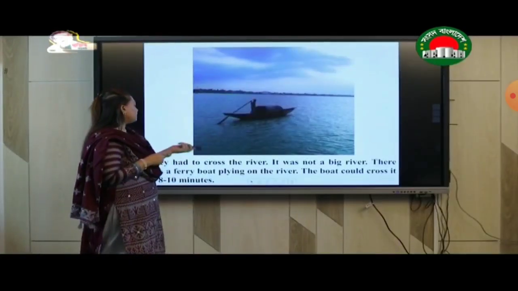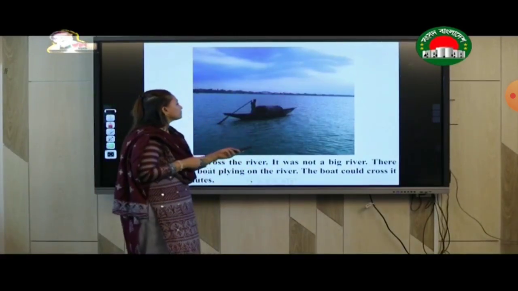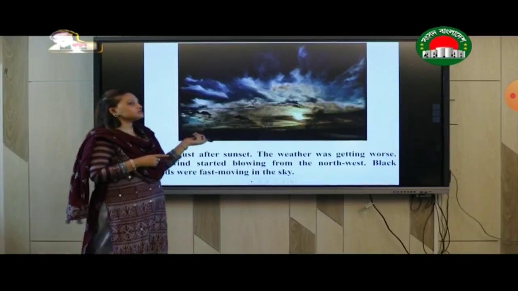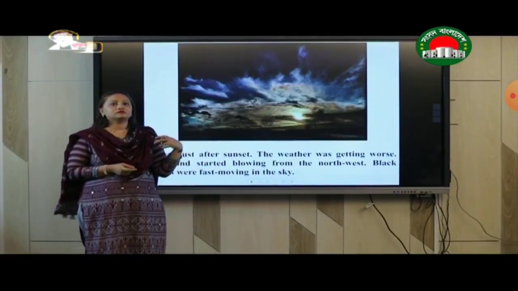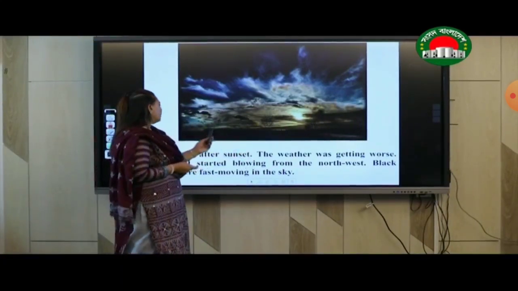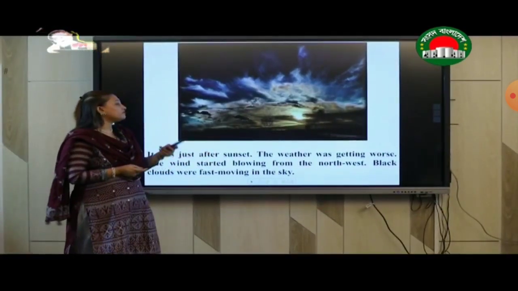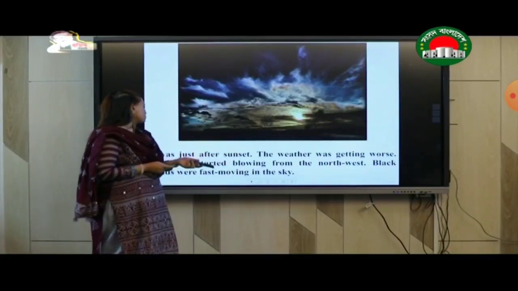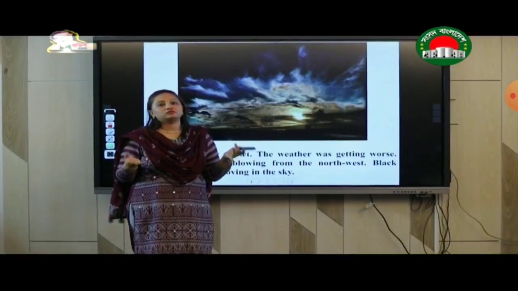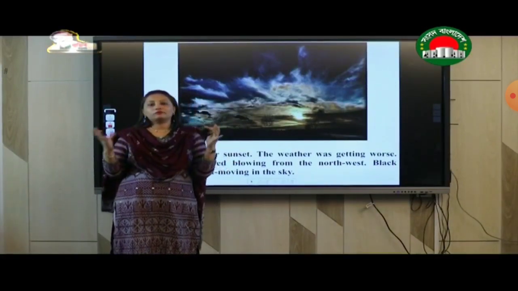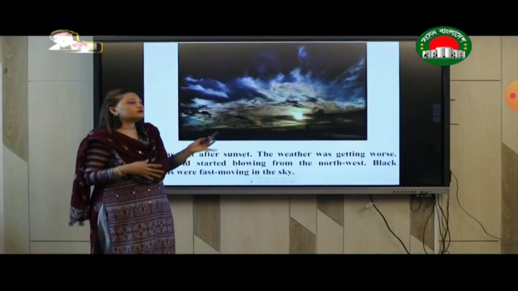And what he said in the story: there was a ferry boat plying on the river. So here is the ferry boat, and the boat was plying. And what we can see nowadays in summer, that type of clouds actually happen over our sky. And it was just after sunset, the weather was getting worse. The wind started blowing from the northwest. Black clouds were fast moving in the sky. So whenever it is daytime, 12 or 1, the surroundings become black or stormy because of the clouds.